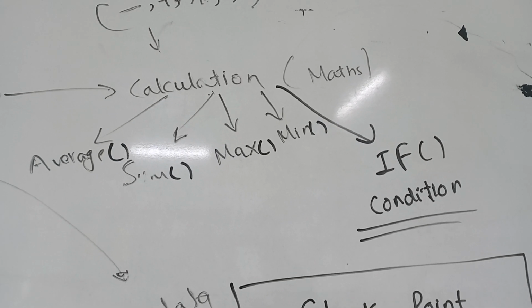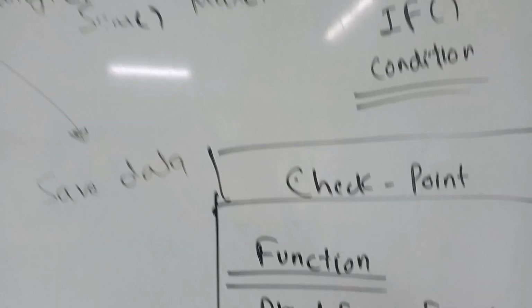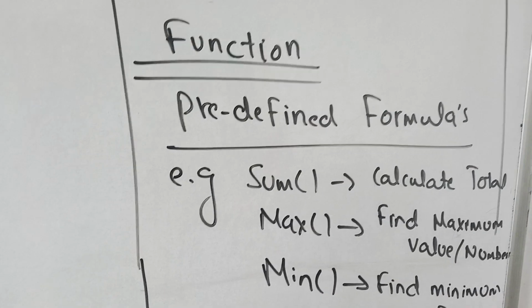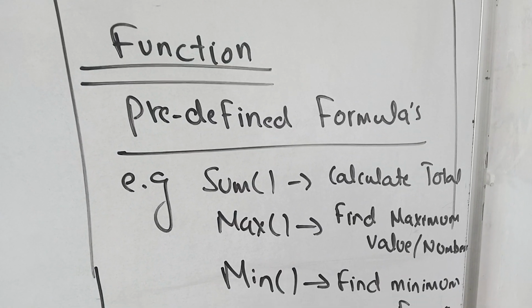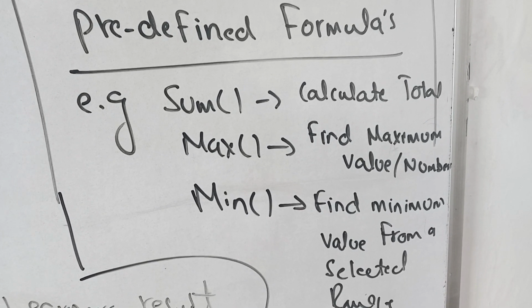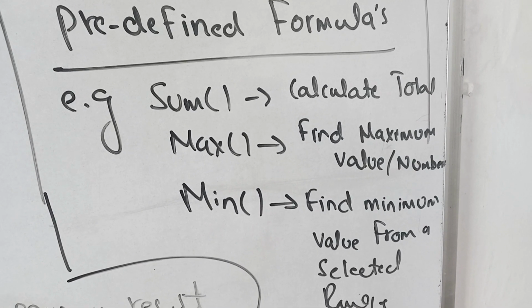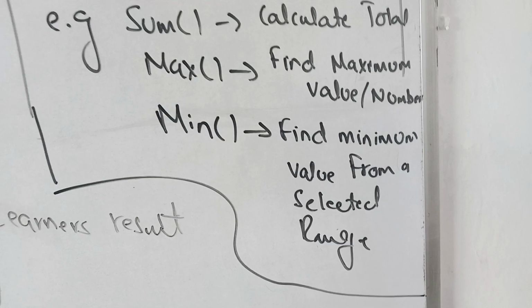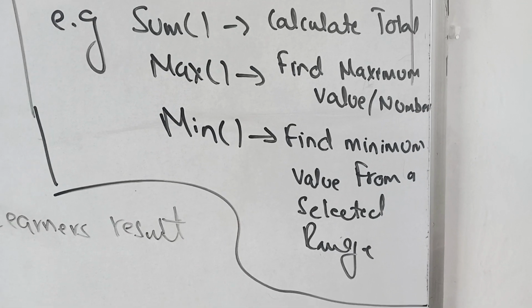We can also use the count function and the if condition. Now look here, here's the checkpoint. What is a function? A predefined formula. These are examples of functions. The sum function helps you calculate the total, max finds the maximum value or number, and the min function helps you calculate the minimum value from the selected range.